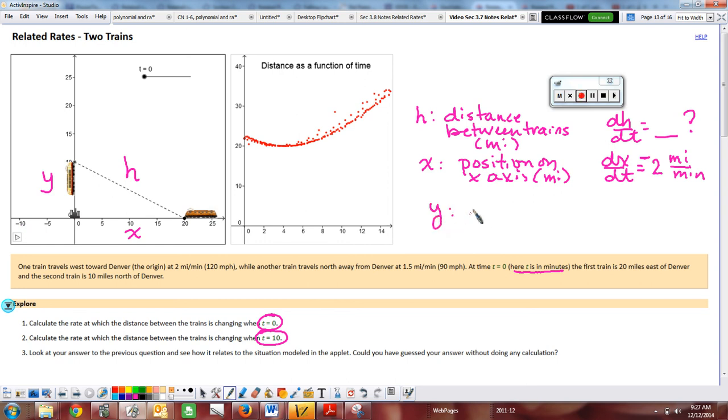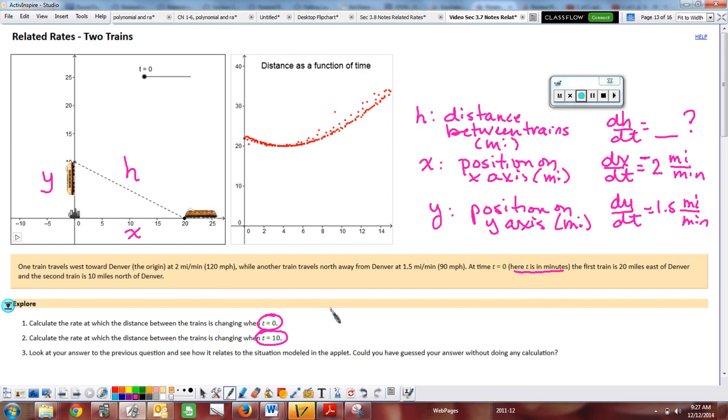When I do my y, position on the y-axis in miles, my dy dt that we're going to be using, because the train is moving toward the north, moving up, is going to give us a positive value. So that would be positive 1.5 miles per minute.